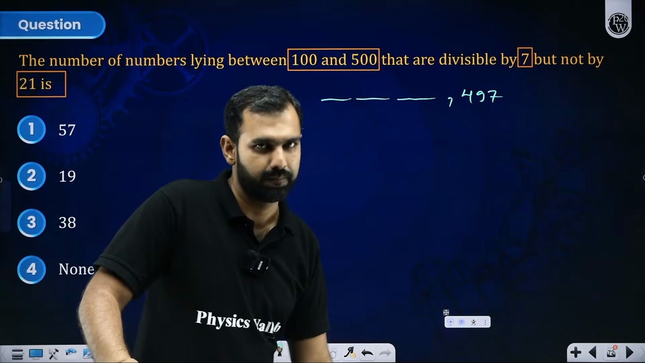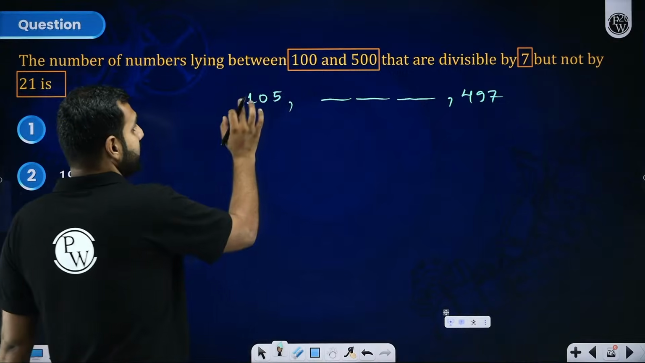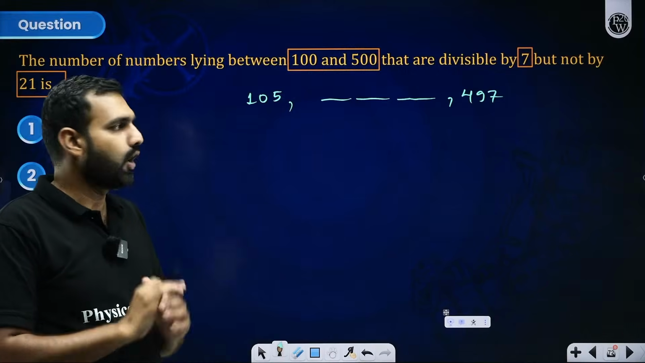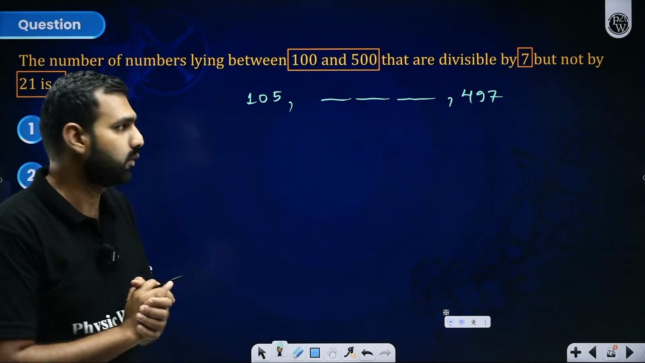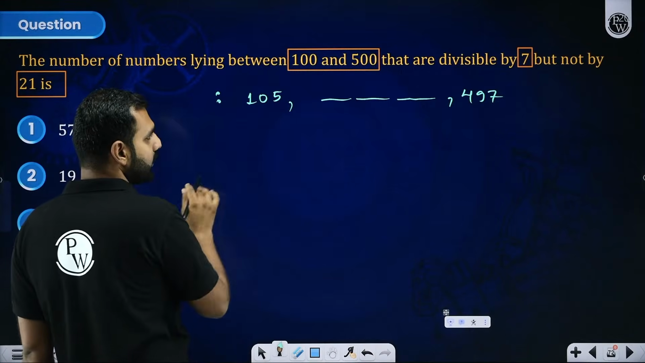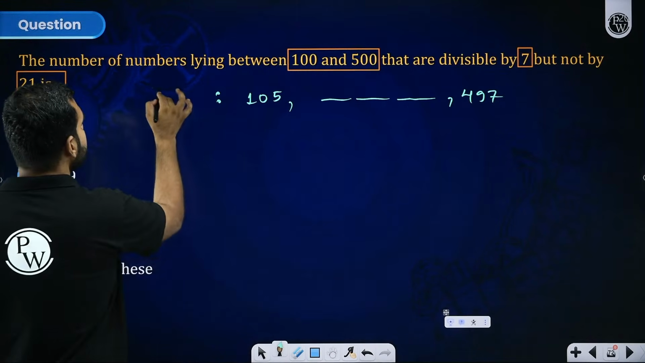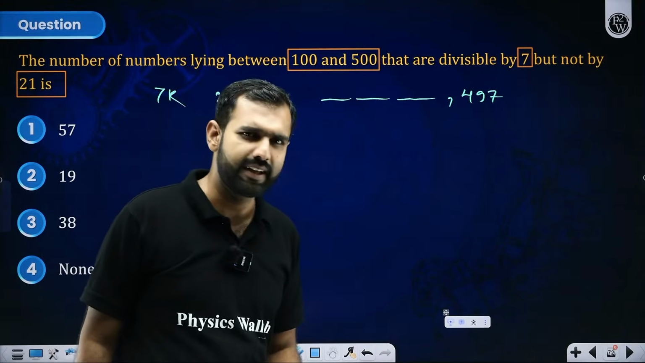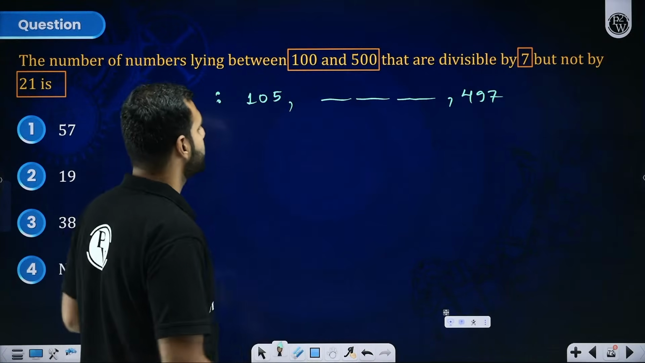So these are all those terms. Getting it everyone? Now, let's say this is a plus d and so on. So these are n terms. Now, how many terms are they? If I were to calculate it, I'll say these all are multiples of 7. They all are multiples of 7. Let me write it as 7k. So 7k means multiples of 7. How many are they? Can we calculate it? Yes. How? Let's talk about that.